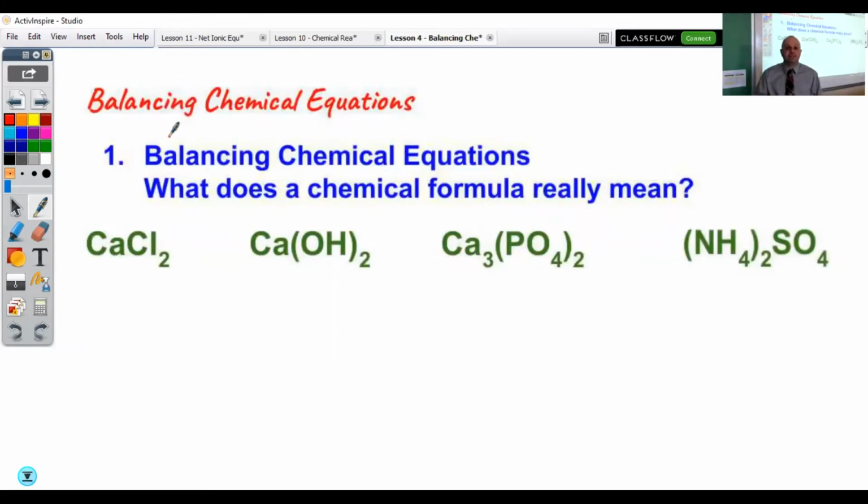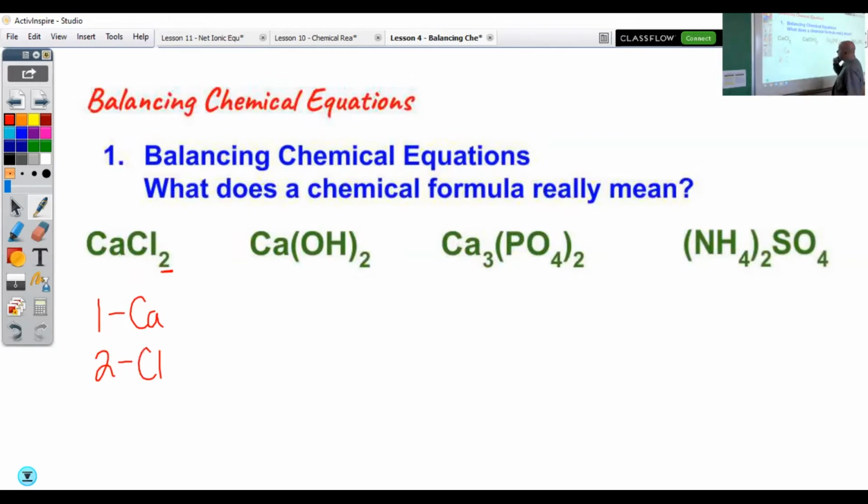So before we get to balancing chemical equations, I do want to take just a minute to remind us all of what our subscripts in our chemical formulas really mean. So let's take a look at some of these. In our first example, we have calcium chloride, CaCl2. This means, because there's no subscript in front of calcium, that I have one calcium atom, and the 2 down here means I have 2 chlorine atoms.